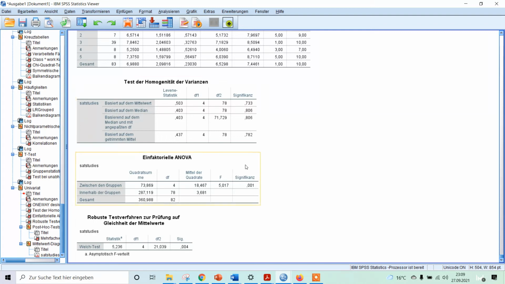Then we have the ANOVA here. The null hypothesis of the ANOVA, as I said, is that there are no differences between the classes in how happy they are with their studies. But this null hypothesis we can refute, because here we have a significant value, and we can assume the alternative hypothesis: there are differences between the classes. Here we have the Welch test, which is also significant. We would have to interpret this value if we had a significant value in the homogeneity test. So if the variances were not the same, then we could not interpret the ANOVA. We would have to interpret the Welch test.